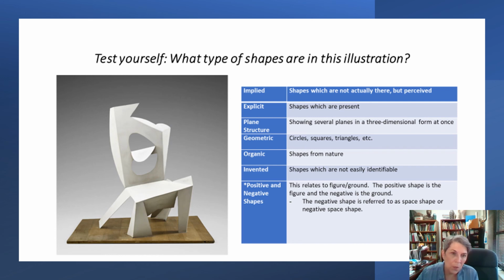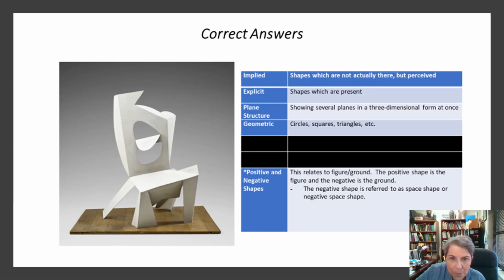So what do I call this? Do I say it's organic or invented? It's sort of wonky. I want to call that geometric, but I think it's also invented. Oh, here I've just darkened what would not apply, and I took out invented, but that's okay. This is debatable.